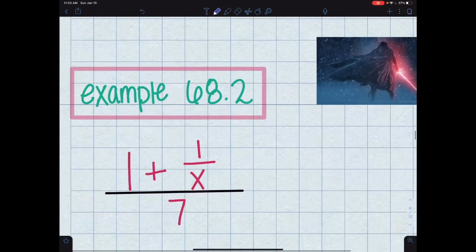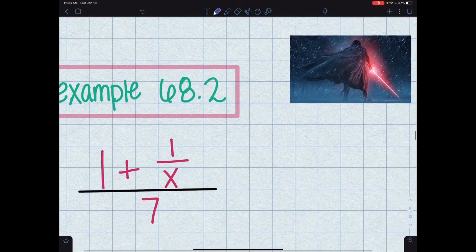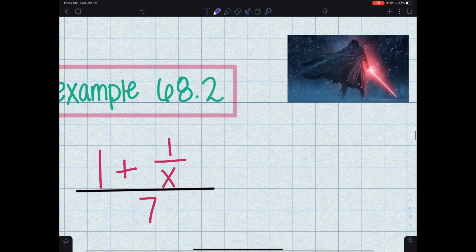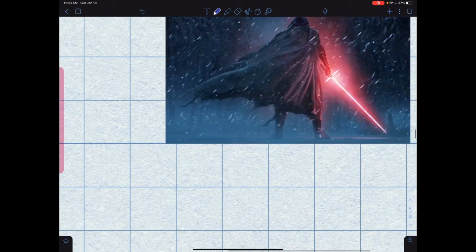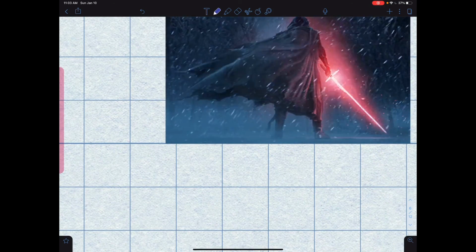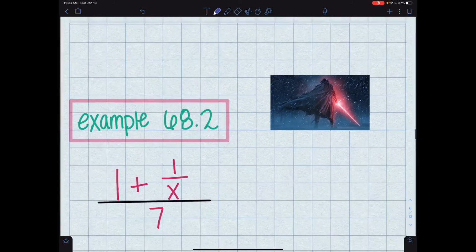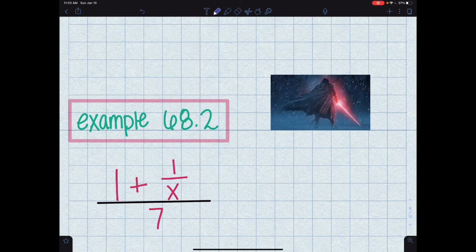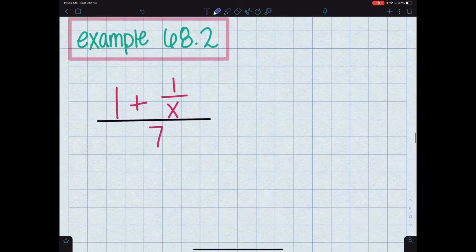Let's do the next example. We're going to do example 68.1. You're probably thinking I'm about as evil as this guy right now, huh? Making you do all of this. Don't worry, it won't be that bad. Okay, I got to get rid of that though because it's too distracting.